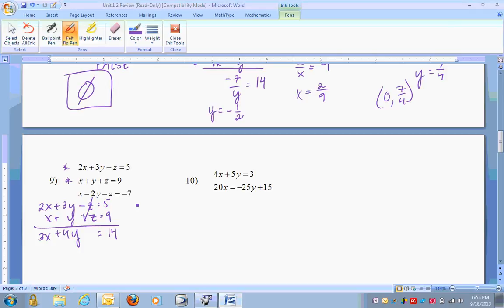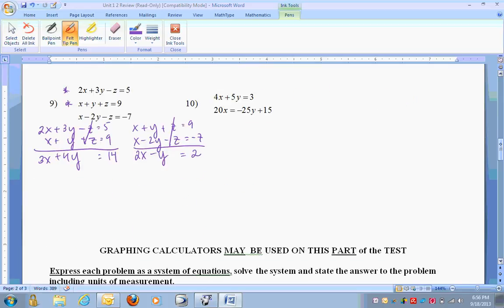Now I can take my second and third equation, x plus y plus z equals 9, and x minus 2y minus z equals negative 7. And notice that the z's eliminate again, and I end up with another equation with x and y in it, which gives me 2x minus y equals 2. So now I have two equations with two variables in it, so I can set up a system with those. 3x plus 4y equals 14, and 2x minus y equals 2.